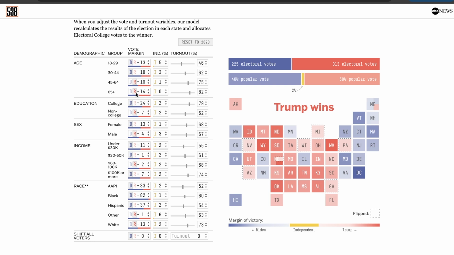As you could see, this demographic has not shifted as much as the other groups. The reason why is because this group is trending to the left nationally, and so it's not going to trend to the right as much as some of these other demographics would.